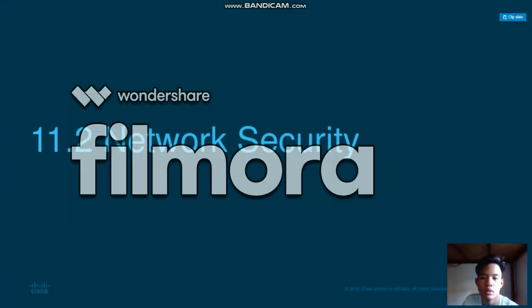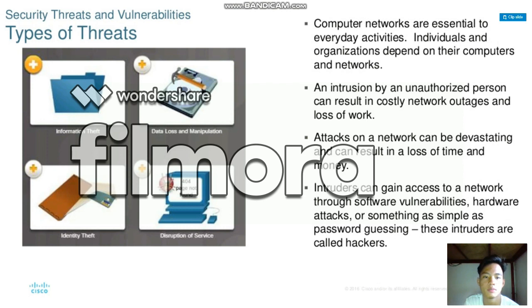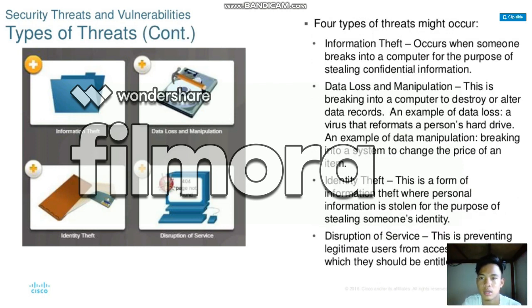So 11.2, network security. Types of threats. Information theft, data loss and manipulation, identity theft, and disruption of service. Computer networks are essential to everyday activities. Individuals and organizations depend on their computers. An intrusion by an unauthorized person can result in a costly network outage and loss of work. The four types of threats might occur.